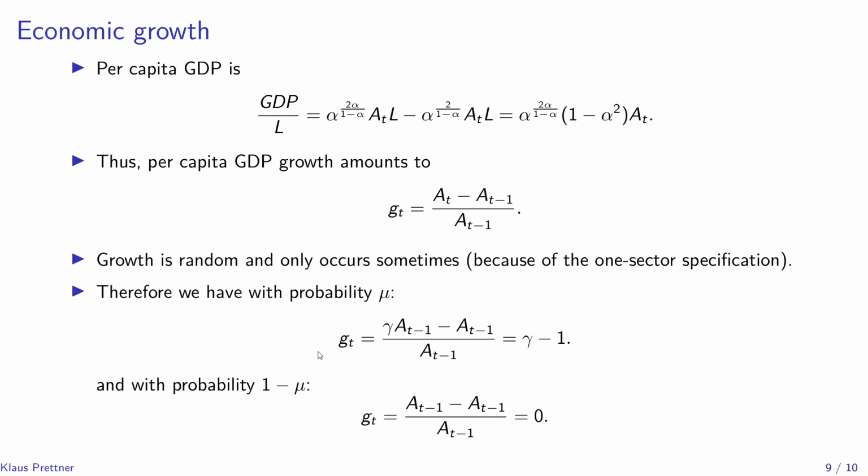So in this case, we have that the growth rate of the economy is equal to (A_t minus A_{t-1}) divided by A_{t-1}, which is gamma times A_{t-1} minus A_{t-1} divided by A_{t-1}, and that's nothing else than gamma minus 1. So that would be the growth rate of the economy if the innovation is successful in period t. However, with the probability 1 minus mu, we would have that A_t is equal to A_{t-1}. There is no innovation. And then, of course, the numerator here is equal to 0. So the growth rate of the economy would be equal to 0.